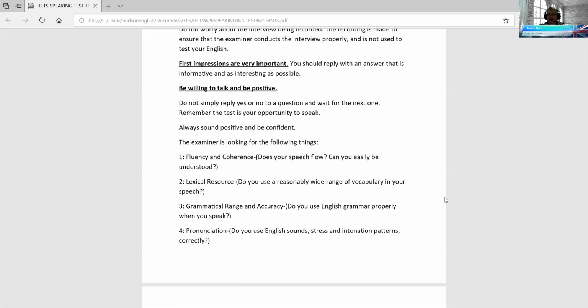Mostly linking words: and, but, because, however, for instance. How you tie your sentences together. This helps your flow when speaking. Synonyms, words with similar or the same meaning, so you're not repeating the same phrases. Grammatical range and accuracy. Do you use English grammar properly when you speak? Articles, prepositions, and tense are the main things they look for here. Pronunciation. Do you use English sounds, stress, and intonation patterns correctly? Intonation, very important here.